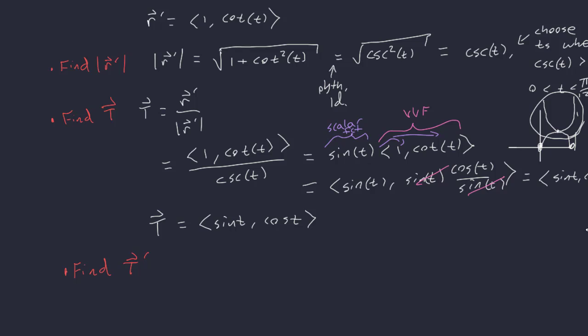Okay, so T prime. Well, thankfully now we've simplified this. If you didn't simplify this up here, you'd be in for a world of hurt by the time you got here. And if you don't believe that, try it with leaving it like this and seeing what happens. Okay, but we'll get the vector cosine t, negative sine t. All right, and then from here, that's T prime. We need to find the magnitude of T prime.